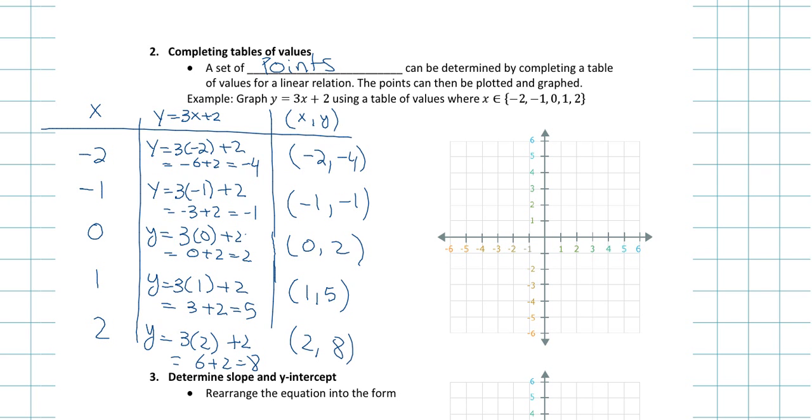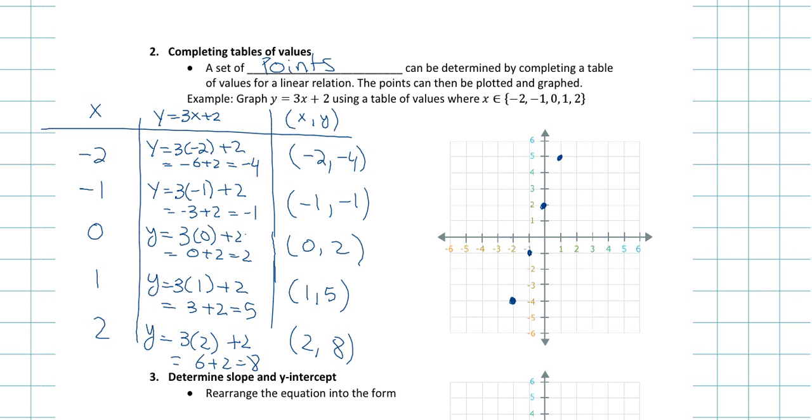So now I found my points. I'm going to have to place them on the x and y plane. And they have to form a line. Otherwise, I've done something wrong. I need to go back and check my work. So the first point is -2, -4. Where would be -4? So it's going to be right here. That's my first point. Second point is -1, -1. Then I have 0, 2. Then I have 1, 5.